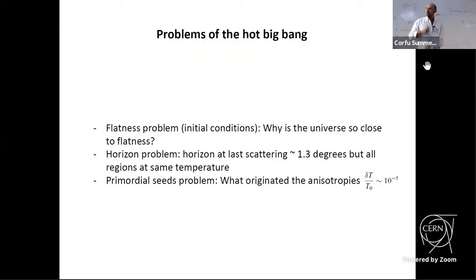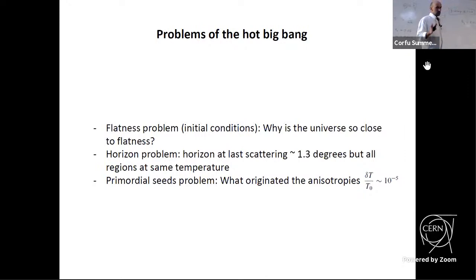The Big Bang model has several problems we didn't talk about. What is the flatness problem? Why is the universe so close to flatness? This problem can be rephrased as an initial condition problem, which basically states that the density contribution of curvature evolves through time like all the other densities.